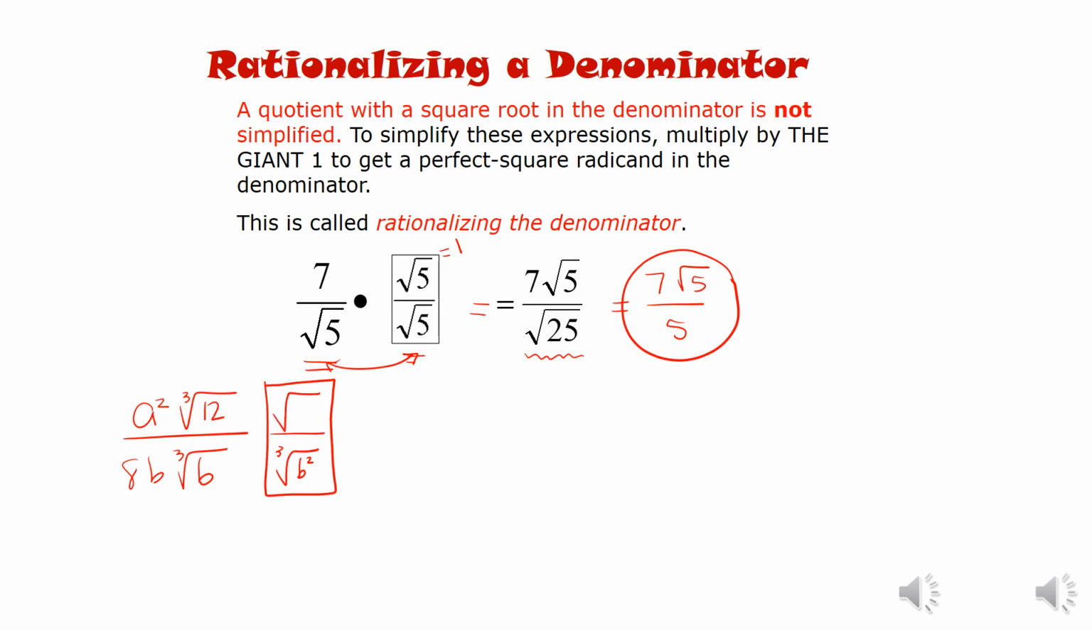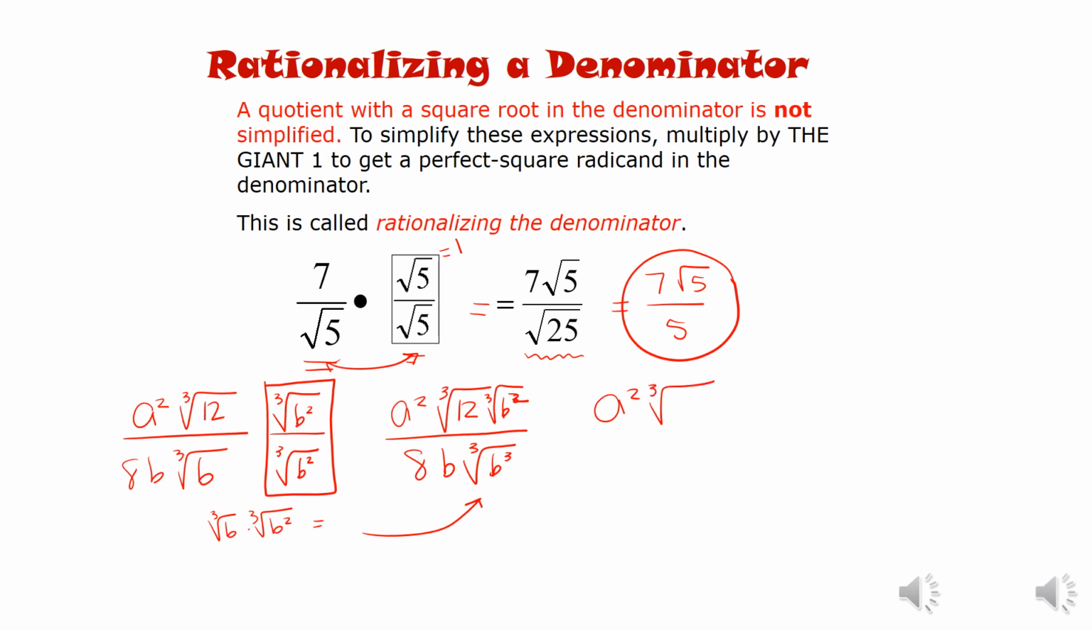This one would be the same. Okay, then we're going to get a squared cube root of 12 times cube root of b squared, whoops, don't forget your cube, over 8b, and we're going to squish these together, cube root of b cubed, because the cube root of b times the cube root of b squared equals the cube root of b cubed. So now we're going to squish these together up top, a squared cube root of 12b squared over, and now we're going to take the cube root of b cubed again, we get 8b squared. And now that problem is complete.